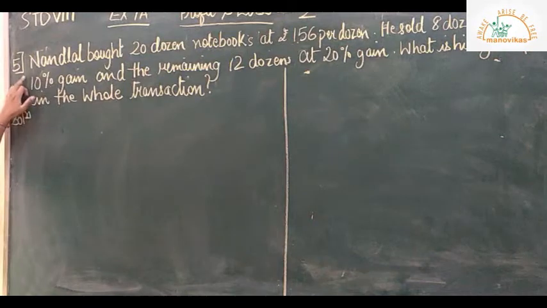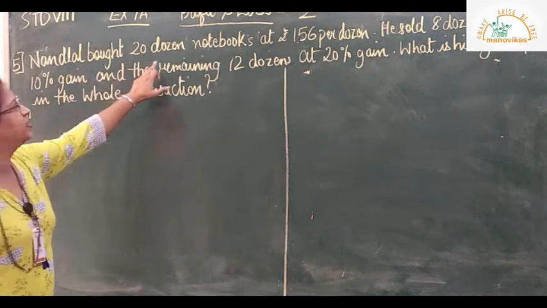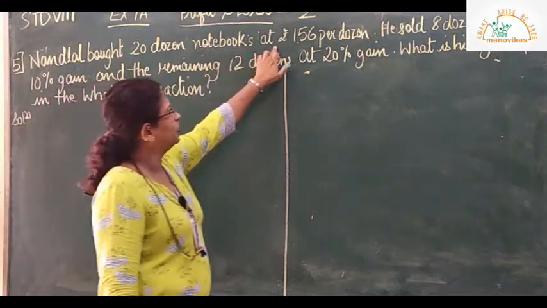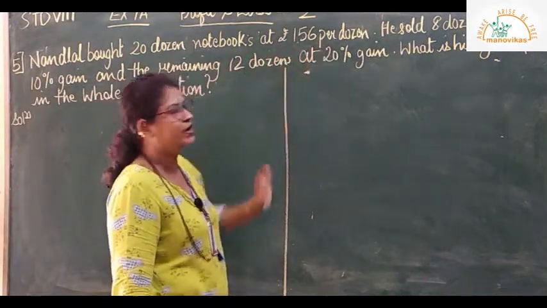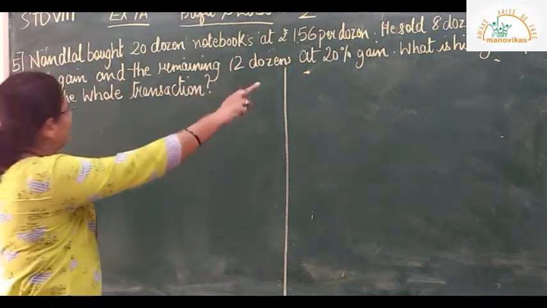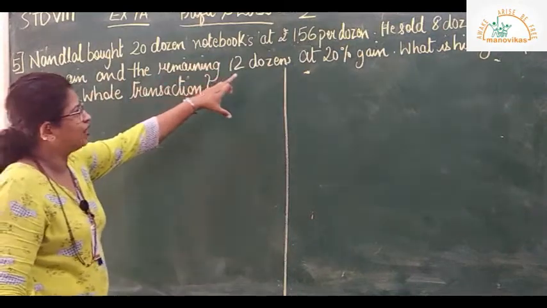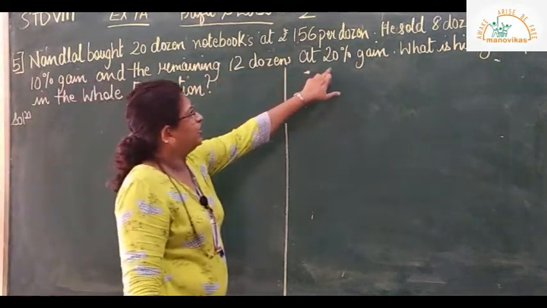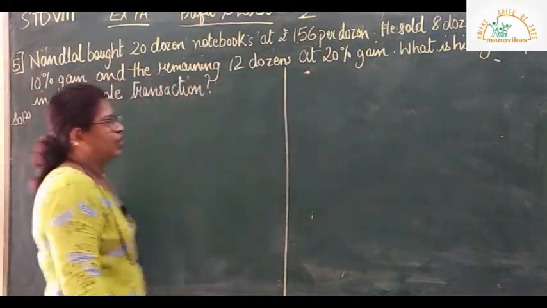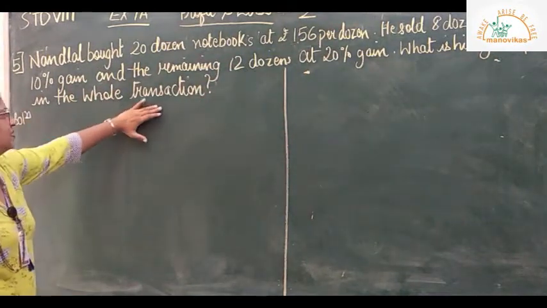We move on to sum number 5. Nandalal bought 20 dozen notebooks at rupees 156 per dozen. He sold 8 dozen of them at 10% gain and the remaining 12 dozen at 20% gain. Now what is his gain percent in the whole transaction?